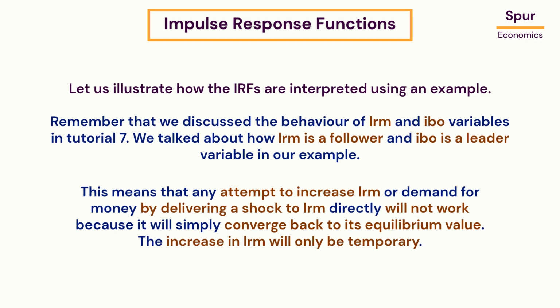Let us illustrate how the IRFs are interpreted using an example. Remember that we discussed the behavior of LRM and IBO variables in Tutorial 7. We talked about how LRM is a follower and IBO is a leader variable in our example. This means that any attempt to increase LRM or demand for money by delivering a shock to LRM directly will not work because it will simply converge back to its equilibrium value. The increase in LRM will only be temporary.